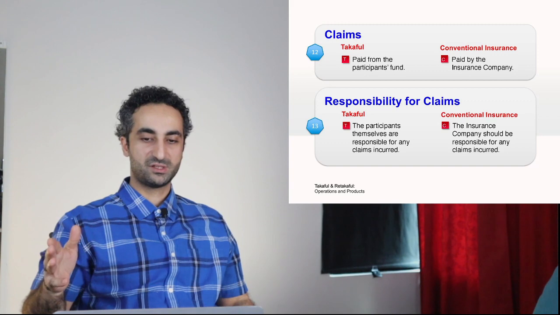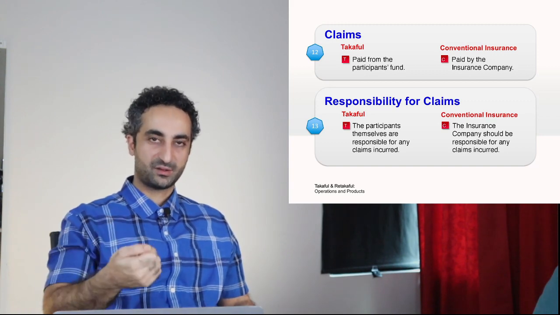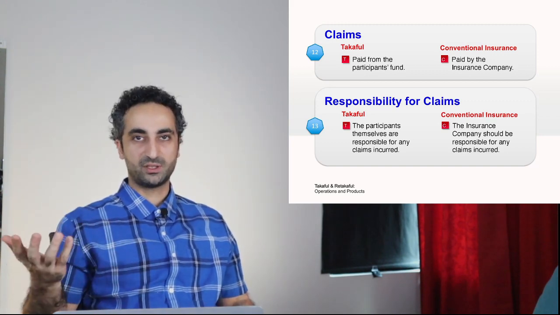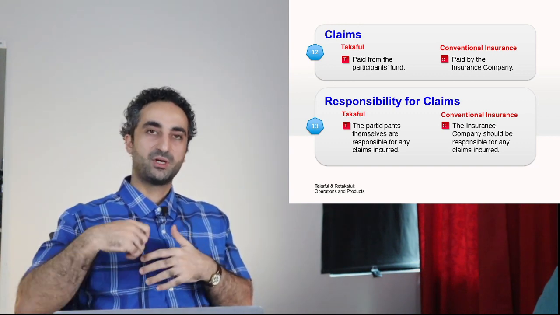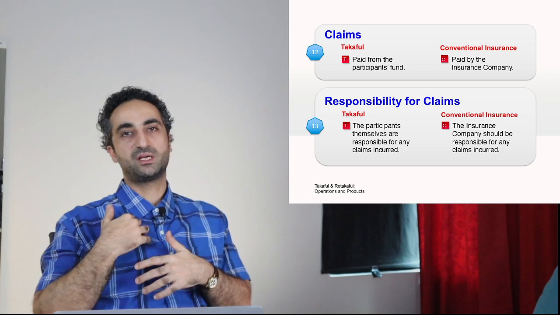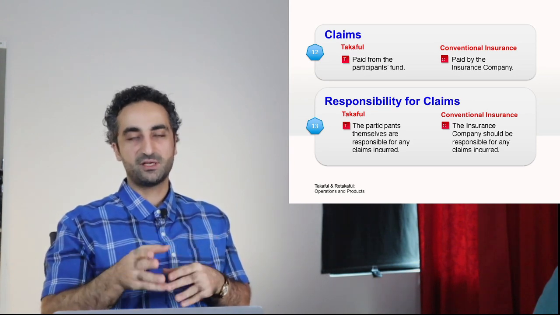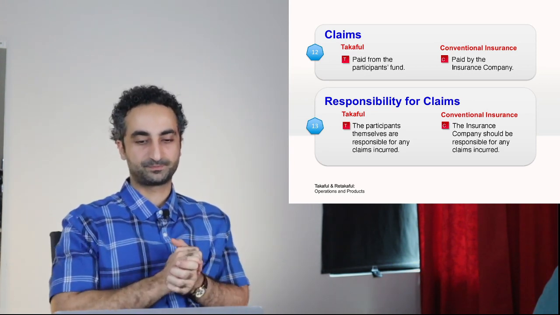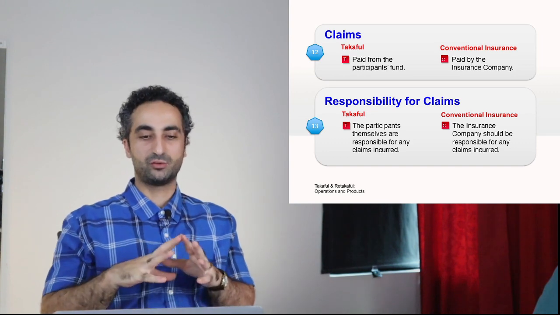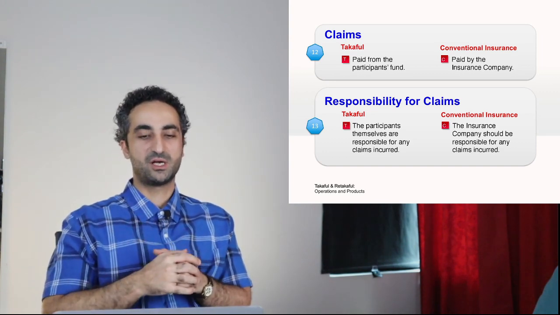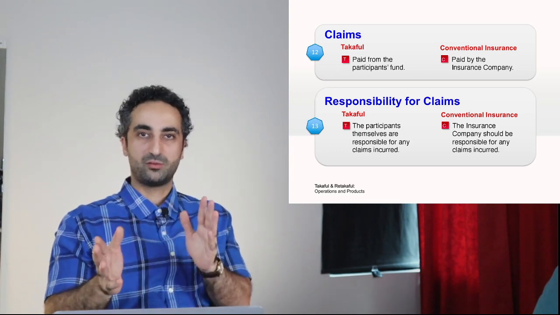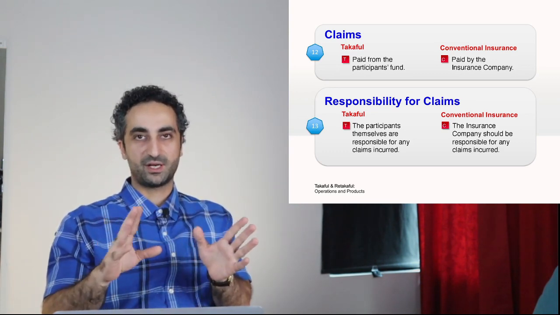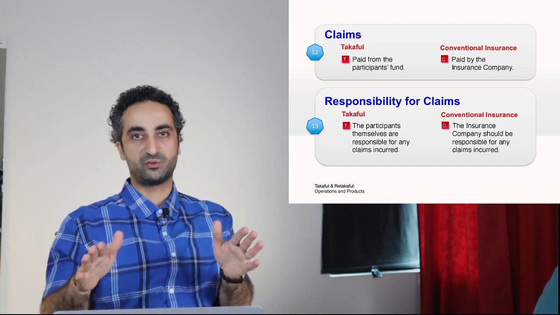Conventional insurance, who pays the claims? Of course, the company. Why? Because it's a contract of exchange. Remember, I pay you 100, you pay me claim if something happens to me. Let's go to the responsibility for claims. So who's responsible to pay claims? Now it's very clear that it is different between the two.